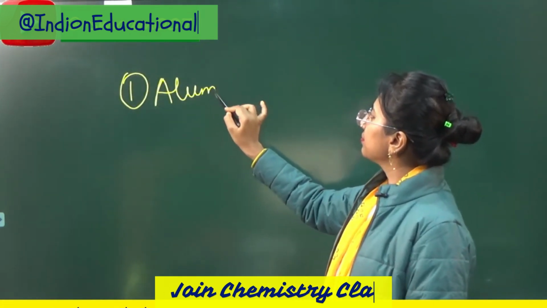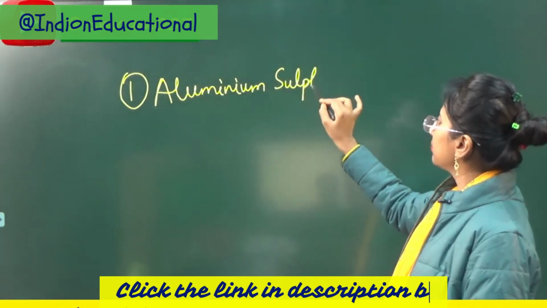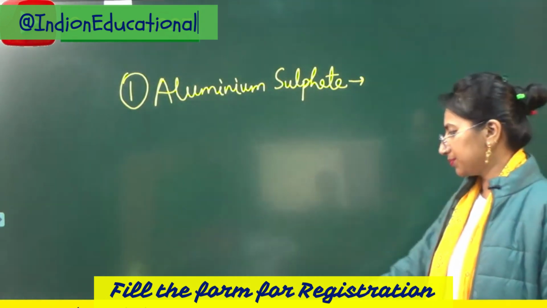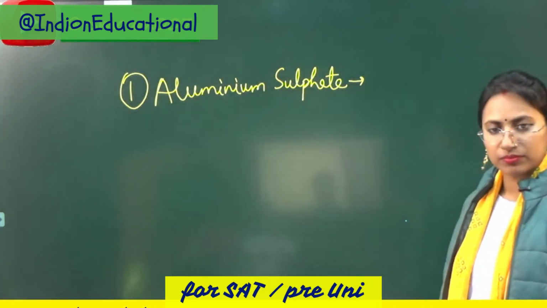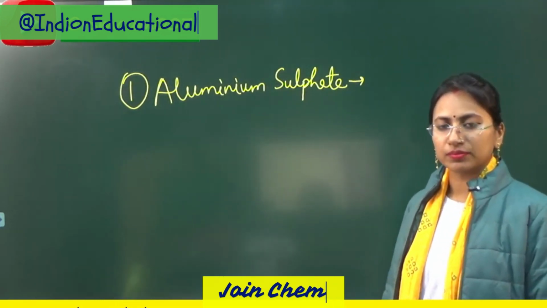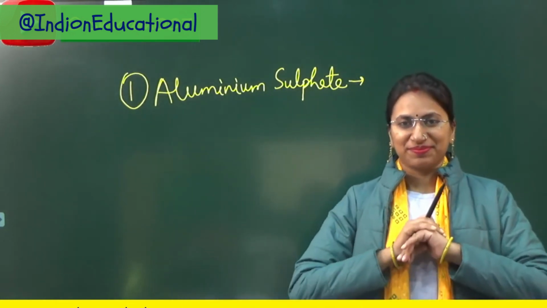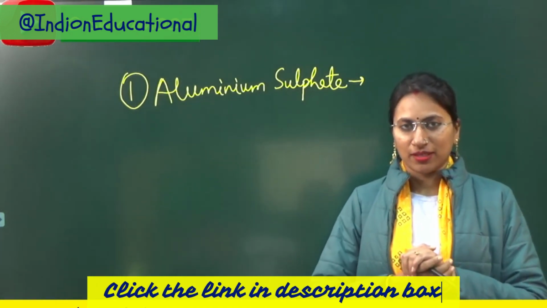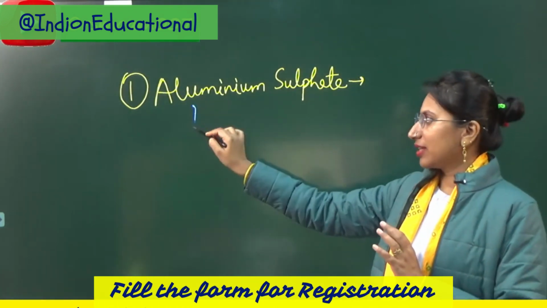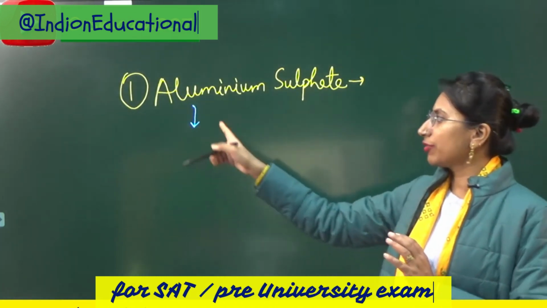Aluminium sulfate, try it. Aluminium sulfate. Can you write its formula? You have to try it now. What will be the first step? Al. Yes. Al2SO4 whole thrice. Very nice. Okay, what will be the first step?